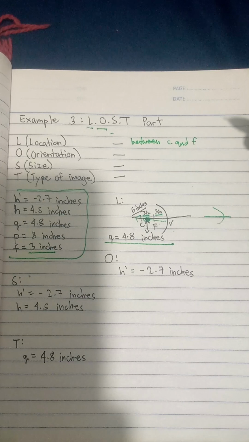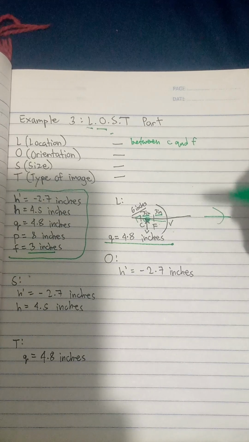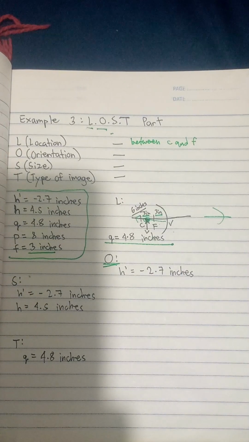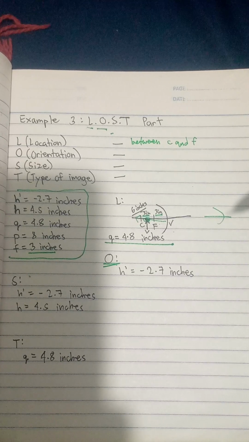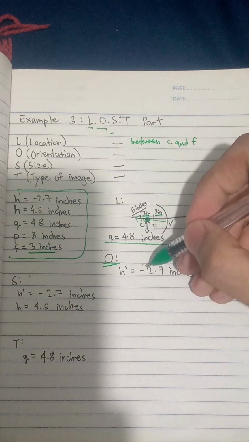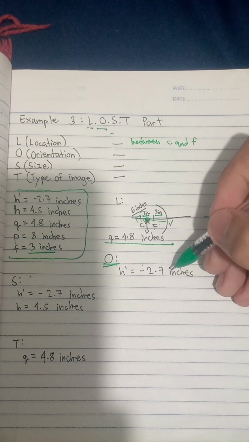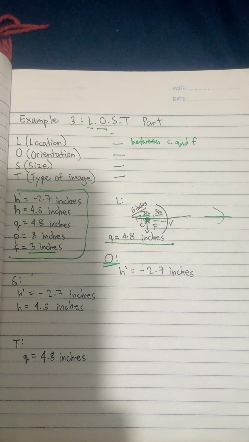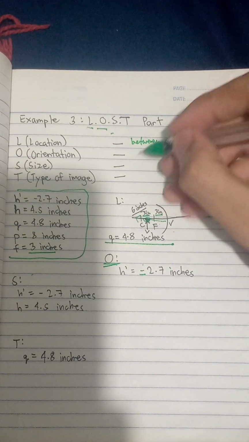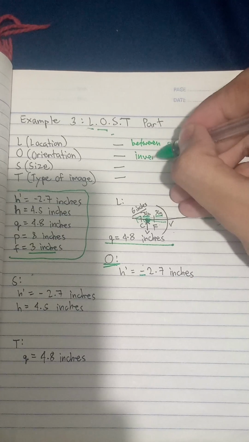That is our location. And in looking for our orientation, the O, we just look at the value of our h apostrophe, and if it is negative, then it is inverted, and if it's positive, it is upright. Here in this problem, the value of h apostrophe is negative 2.7 inches. So our orientation is inverted because it's negative.